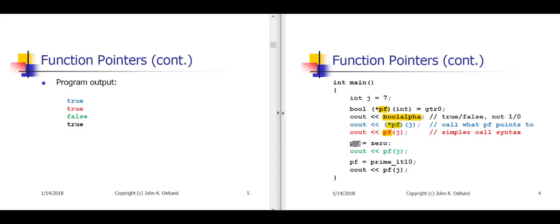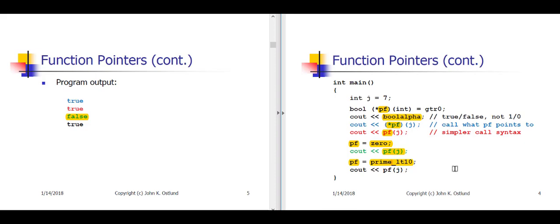Next, I'm changing the value of PF to the address of the function 0, and so now when I call the function that PF is pointing to with 7, that's going to return false because of course 7 is not 0. And then finally I'm saying PF gets the address of this function prime less than 10. This time when I call the function that PF is pointing to with 7, since 7 is a prime number less than 10, we get back a true.